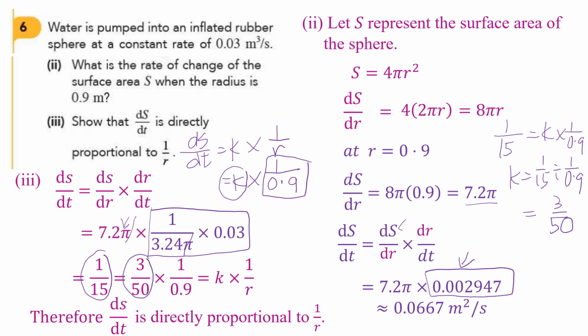So I can actually write 1 over 15 as 3 over 50 times 1 over 0.9. And 1 over 0.9 represents my 1 over r, and 3 over 50 is my constant k. So therefore, what I've done here is I've successfully written the ds over dt equals to k times 1 over r. And from there, I can conclude that the ds over dt is directly proportional to 1 over r. Okay, I hope you can understand what I'm trying to explain.